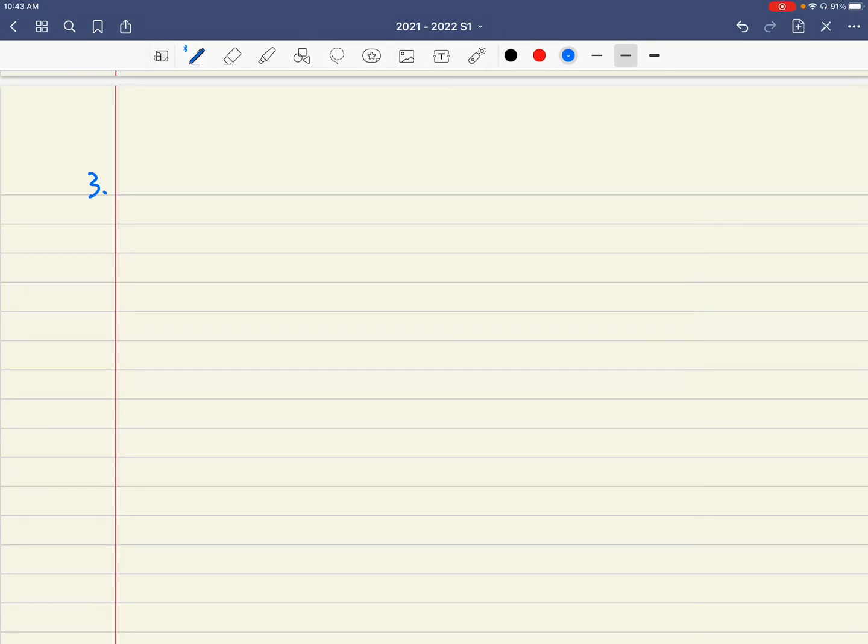Okay, problem 3: a plane is flying horizontally at an altitude of 2 km. So let's say this is a plane, and let's say this is the ground. So the altitude is 2 km, right? So this altitude is 2 km.